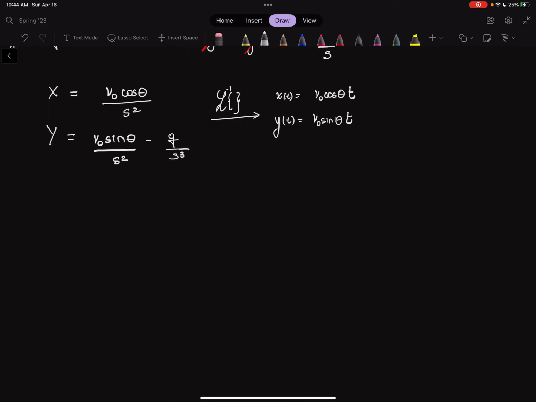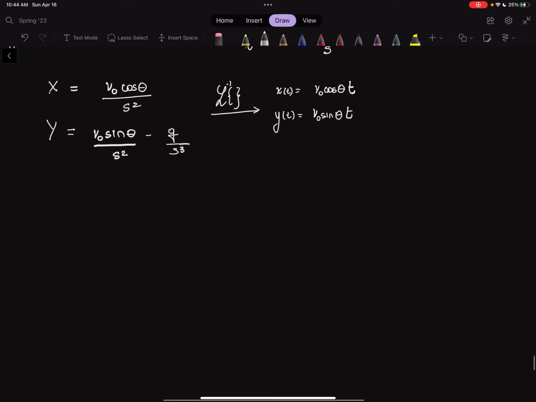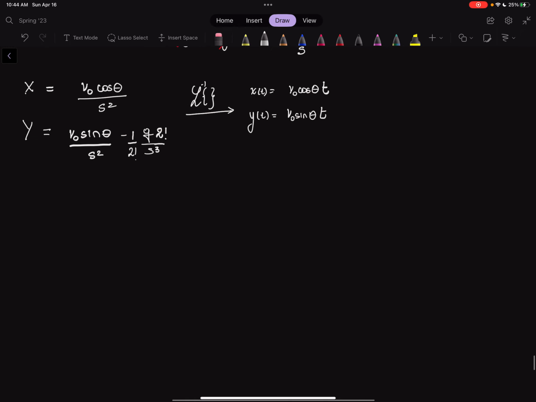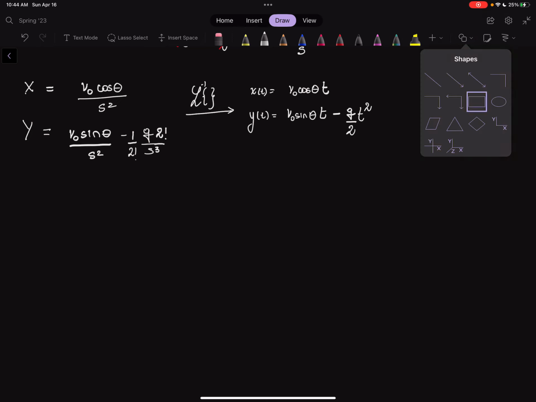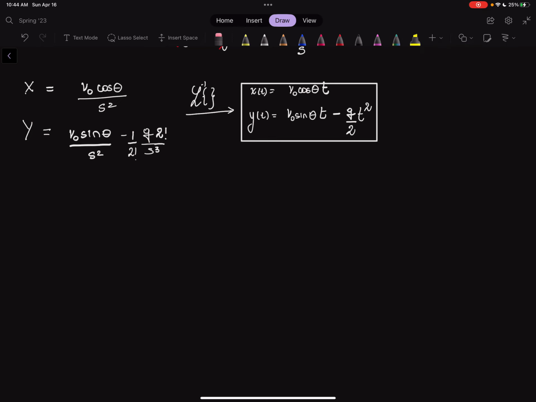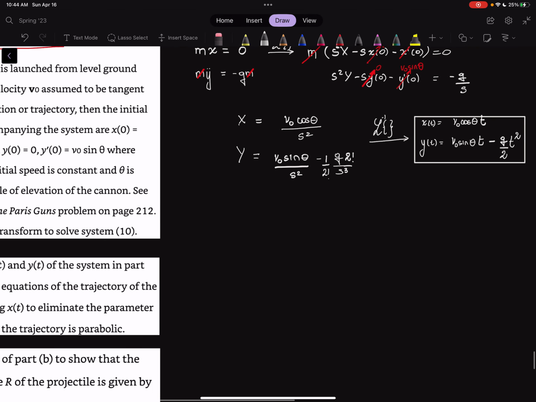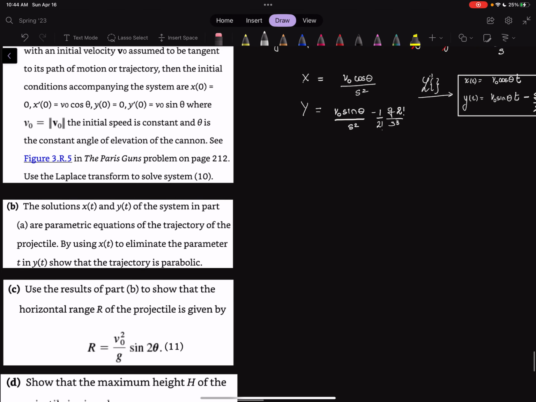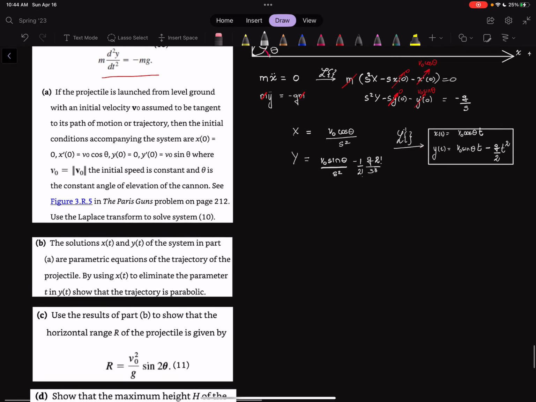Well, for the Laplace inverse, we need to do some manipulation. Here we want to have a 2 factorial, but then we want to divide by a 2 factorial. But what is a 2 factorial? It's 2 times 1, so that's just 2. So now we can pull out the minus g over 2, and then here we'd have a t squared. And now we recognize that these are our kinematic equations. And we did part A, which was asking us to use the Laplace transform to solve the system.